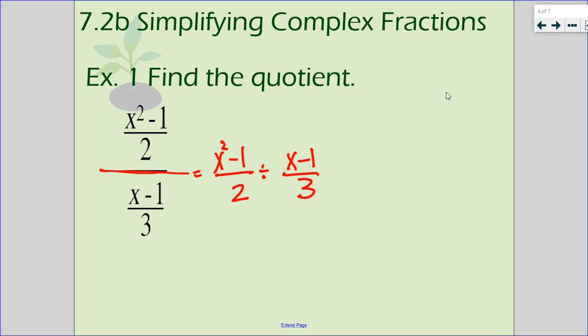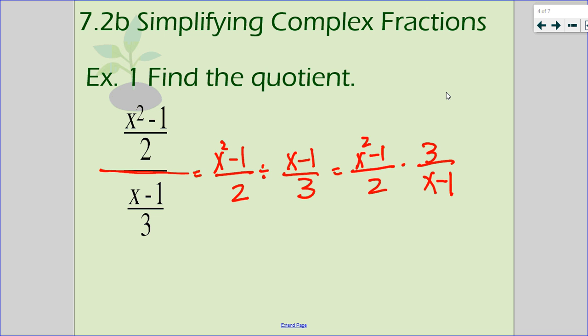Correct. So these are equivalent. In math, the fraction bar means divided by. So you can rewrite it like that, and we know from yesterday that what we do with that is keep, change, flip. So we keep the first, change the sign to multiply, and flip the second one over.